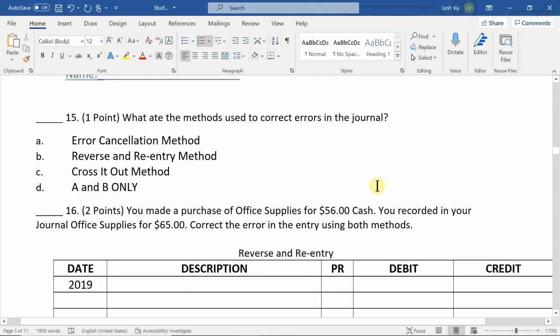Okay. Number 15, what are the methods used for correcting errors in journals? D, both A and B. Yes, error cancellation and B, which is reverse and reentry, right? I did not teach you the cross out method. Okay.